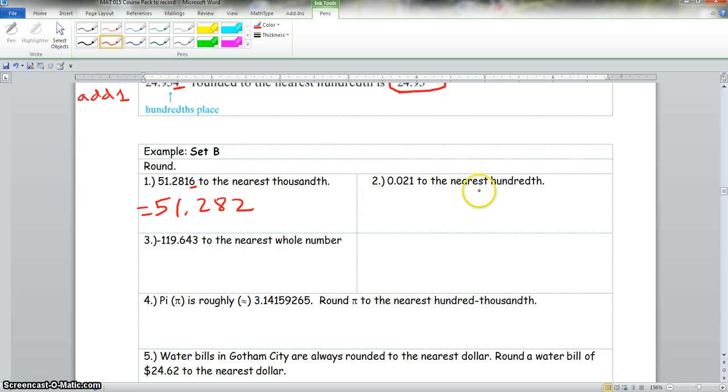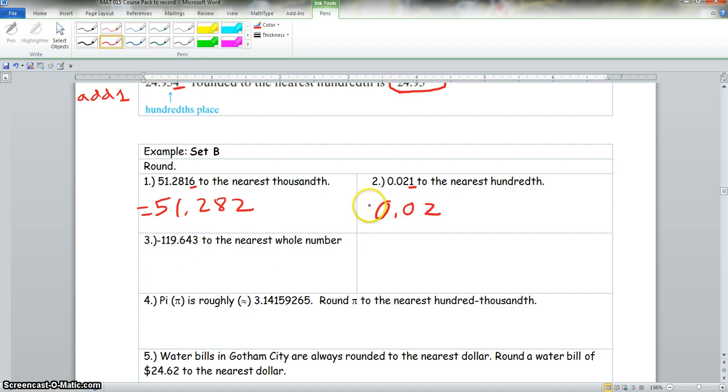Now we go here. We want to round this to the nearest hundredth. Okay, so we will go to the thousandths place. Now this 1 we know falls into 0 through 4, so that means the hundredths place stays the same. And we drop everything behind it.